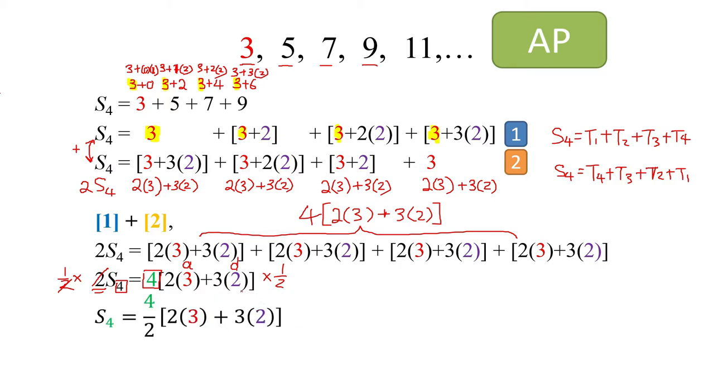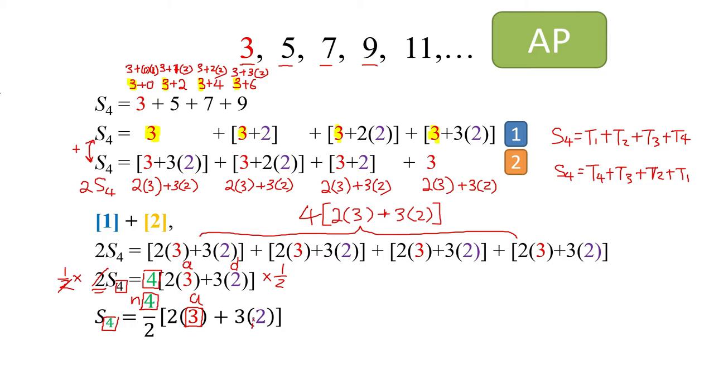So what I get here is S4 equals 4 over 2 times (2 times 3 plus 3 times 2). You can see the 4, so we know that this 4 represents the number of terms, which is n. You can see the 3 here. So this 3 represents our first term.